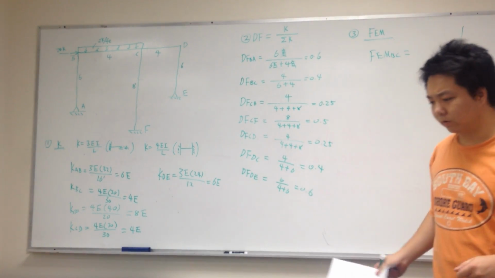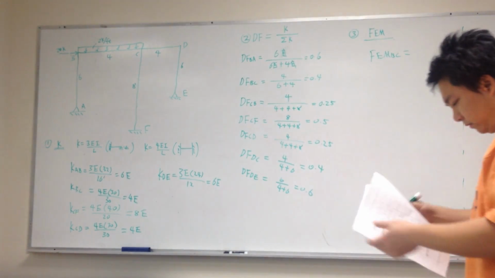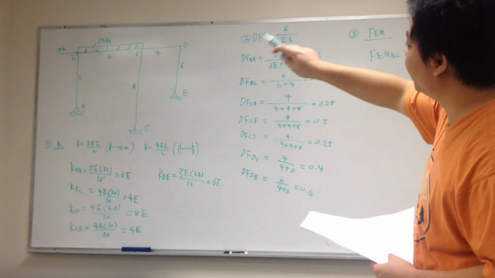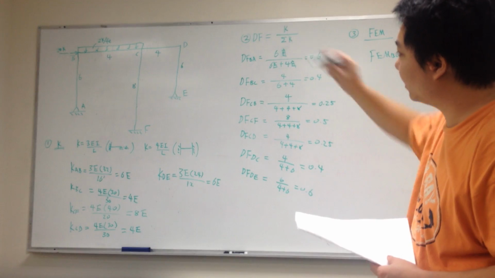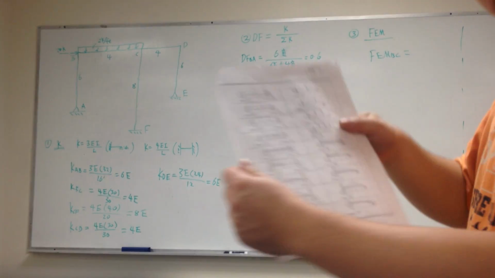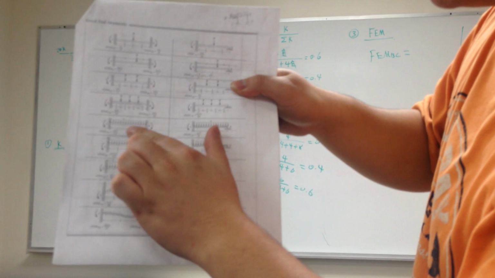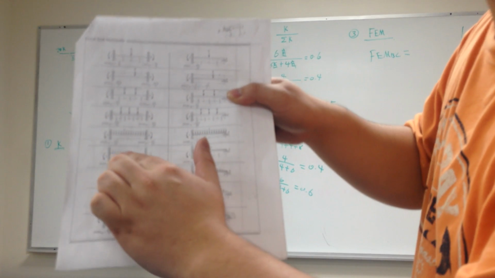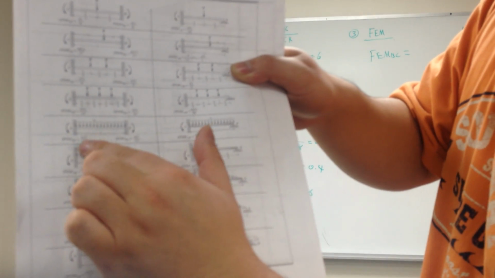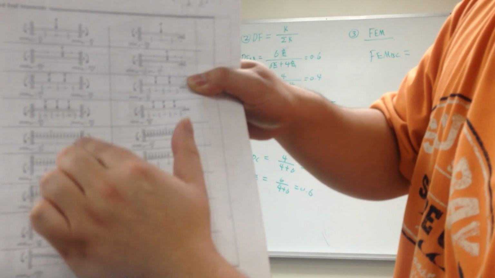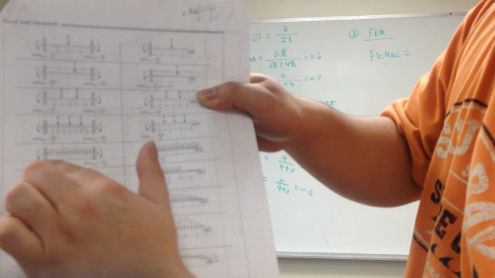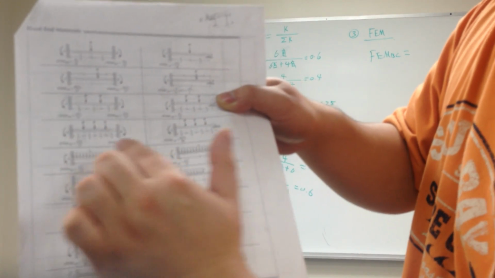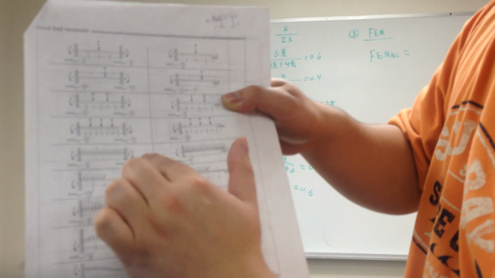BC, so you have to use your table. And you're going to have, for B to C, a distributed load and fixed end. So according to that, I hope you can see it. You're going to use this table, fixed, and distributed load. B to C is from the left to right, so it's counterclockwise, so it's negative. But from C to B, you're going to have clockwise, so it's positive.